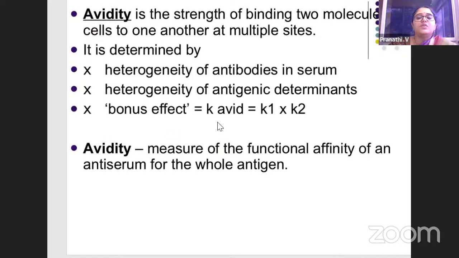So now we have something called avidity. Avidity is the strength of binding of two molecules or cells to one another at multiple sites. It is determined by the heterogeneity of the antibodies in the serum and the heterogeneity of the antigenic determinant. It is also known as the Bohr effect, where K avid is equal to K1 into K2. So that's what it is.